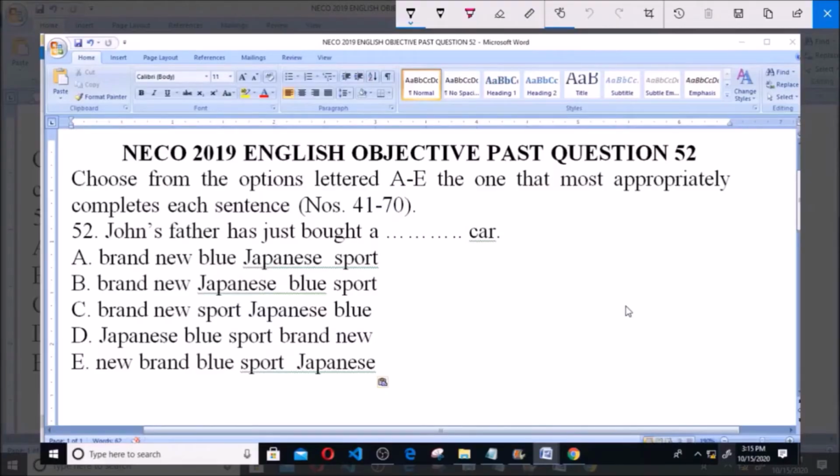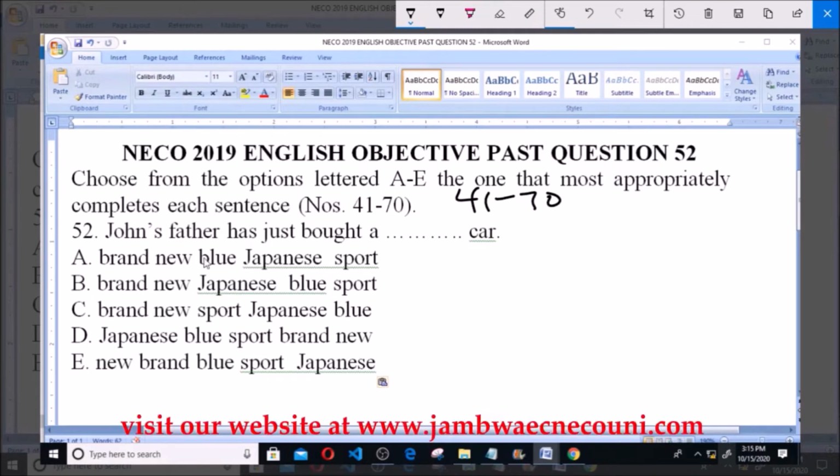Welcome, this is NECO year 2019 English objective past question number 52. The instruction says: choose from the options lettered A to E the one that most appropriately completes each sentence, and we are to use this instruction to answer questions 41 to 70. The sentence here says: John's father has just bought a dash car.